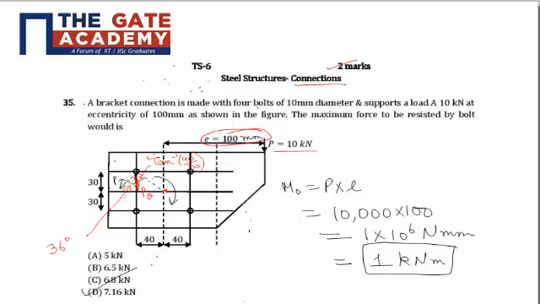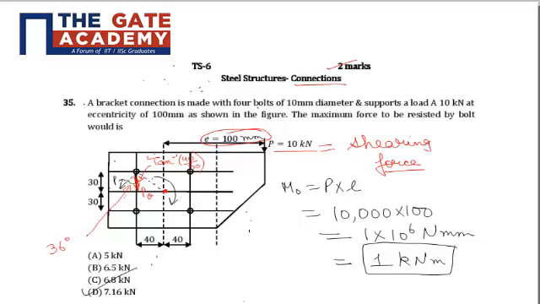Now the bolt that is farthest from the centroid has to resist the maximum load in the normal direction, and all the bolts will be sharing equal shearing force because of the 10 kilonewton acting in the downward direction.